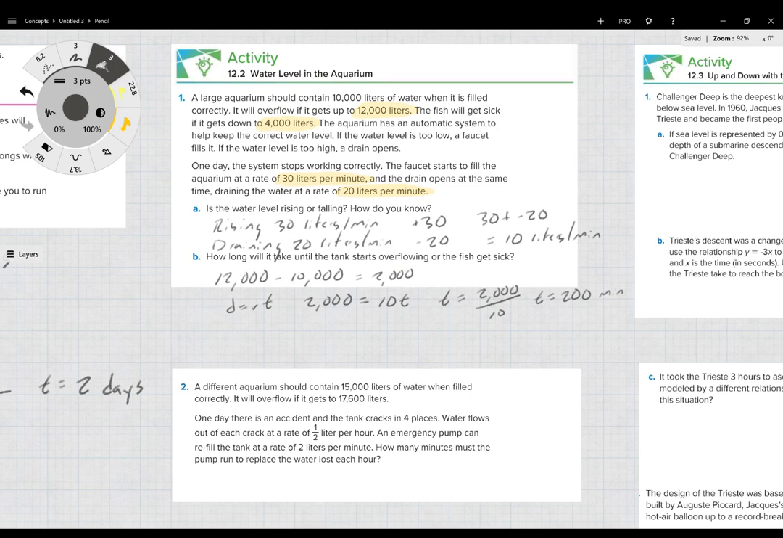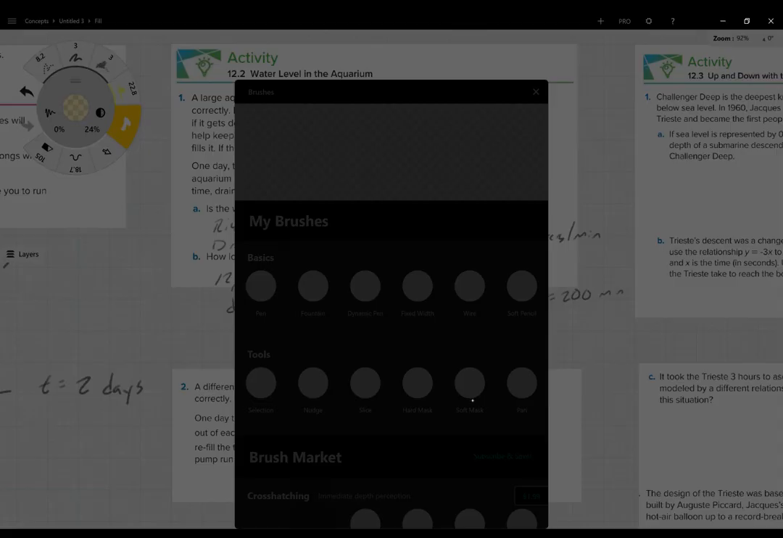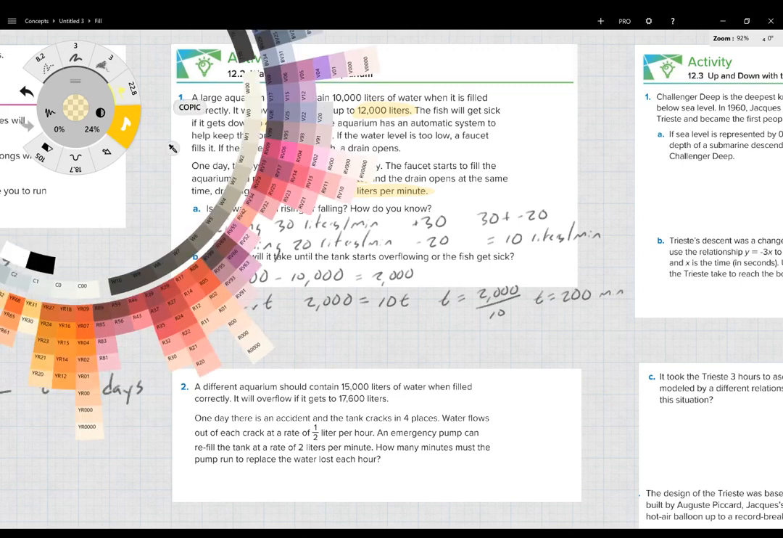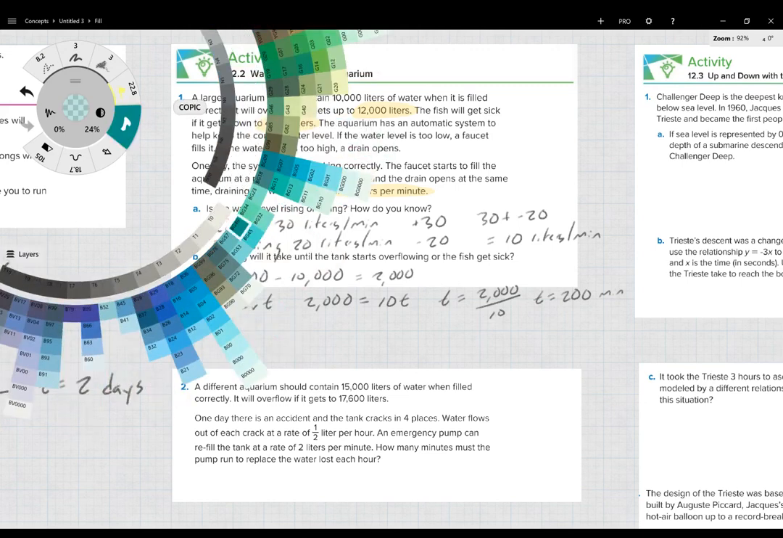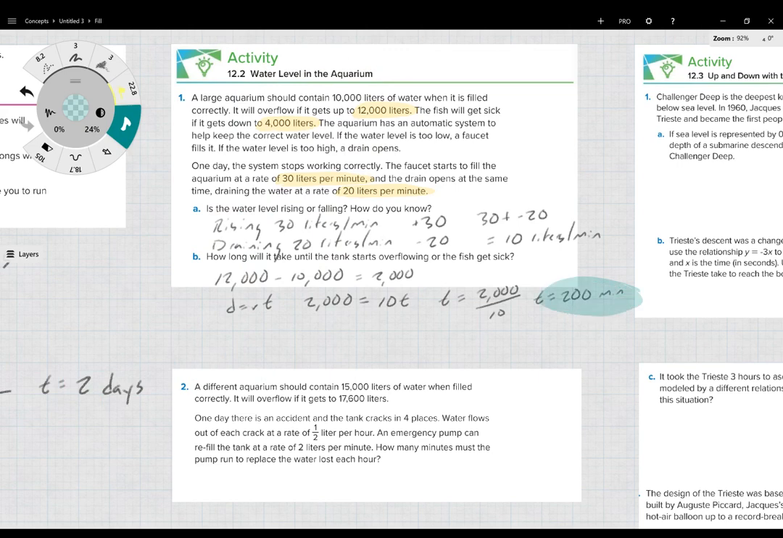We need to do the same thing now for the water level that gets them sick, which is 4,000 liters. So it starts at 10,000. I need to subtract 4,000, which is a difference of 6,000 liters. So it has to drain 6,000 liters. We have to figure out how much time it's going to take for it to drain 6,000 liters. So same thing, distance equals the rate multiplied by time. My distance is 6,000.